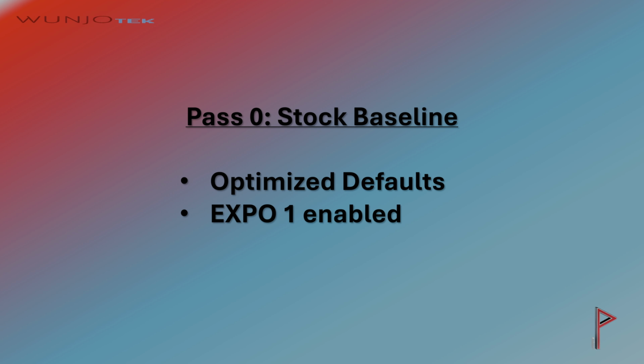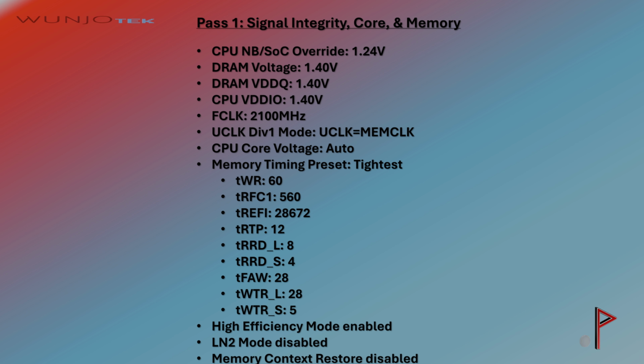Okay, so we start off at a baseline with pass 0. This is simply optimized defaults plus the EXPO profile enabled. And I did all the game benchmarks at stock, and then I did them at the very end, and everything in between is kind of a mishmash here. So that's something to keep in mind about these settings. What I'm presenting to you are my final system settings here. But it was a long walk to Robin Hood's barn to get there, because I played with absolutely everything. So let's go on to pass 1.